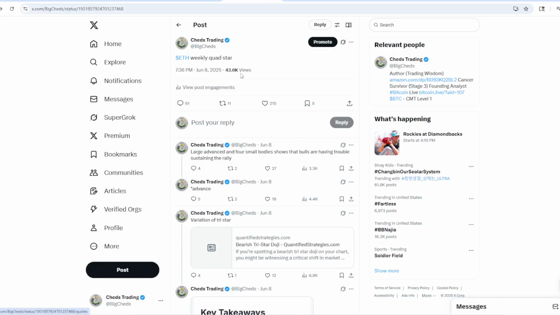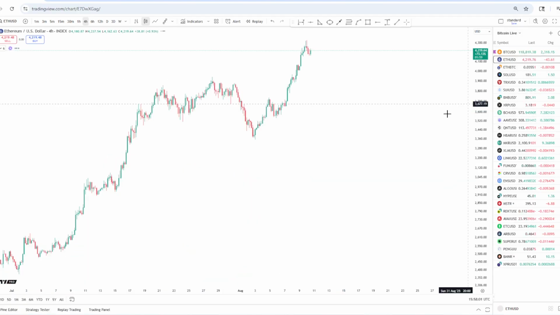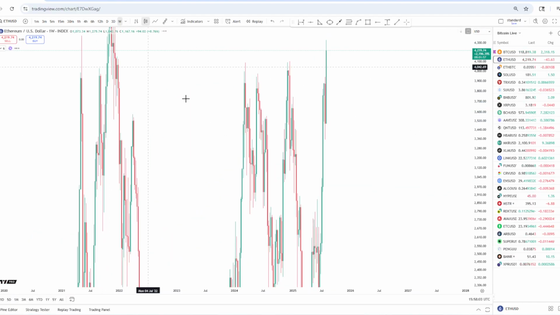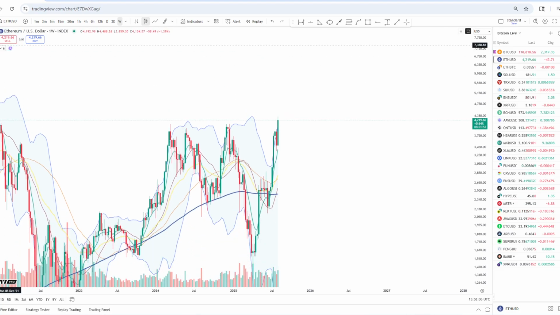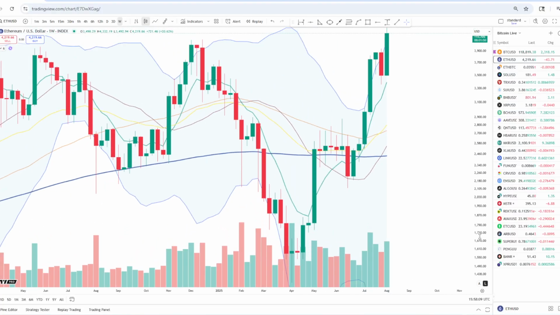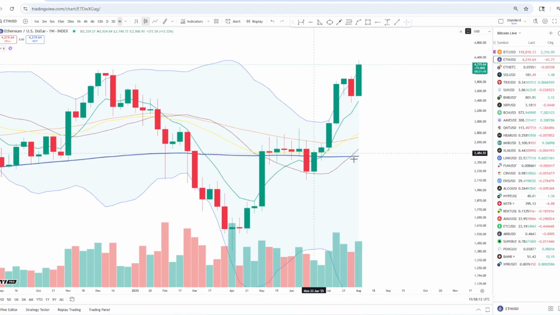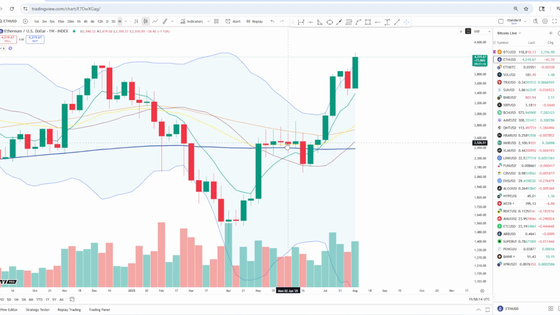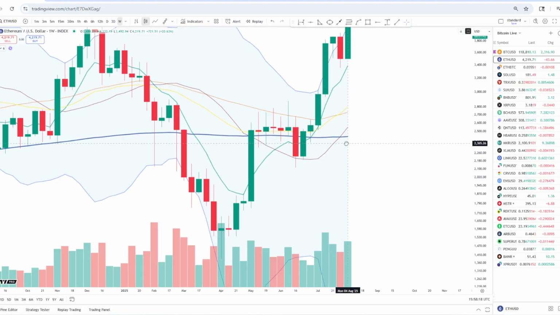Here's a tweet I put out from back in June. Ethereum weekly quad star. So not even just 3-star, but we had a quad star on the weekly for Ethereum. And what does that mean? Well, the stars here, we have the strong advance, and then we had 1, 2, 3, 4. So I put out the tweet when we had 4 stars, four doji, or 4 small real bodies.